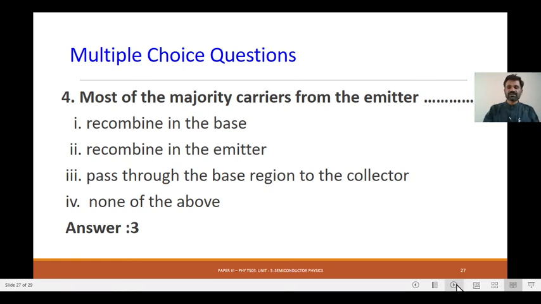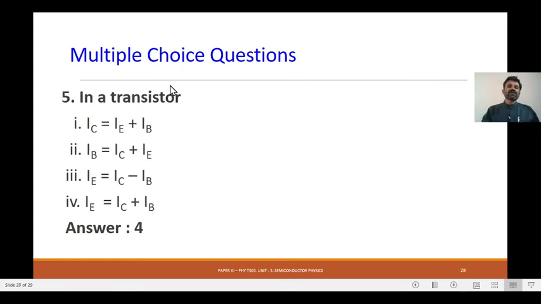We should understand this. And regarding the current across an emitter, which of these is correct? By applying Kirchhoff's current law, IE is equal to IC plus IB. This is how much current is produced, which is equal to the current collected across the collector and also recombined across the base. Hence the answer is 4.